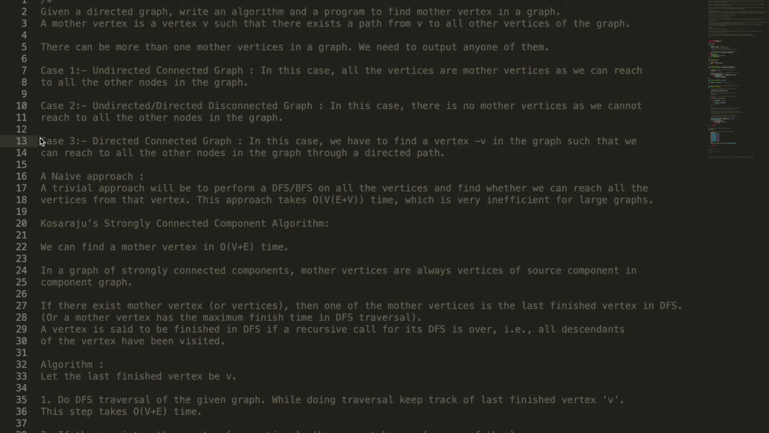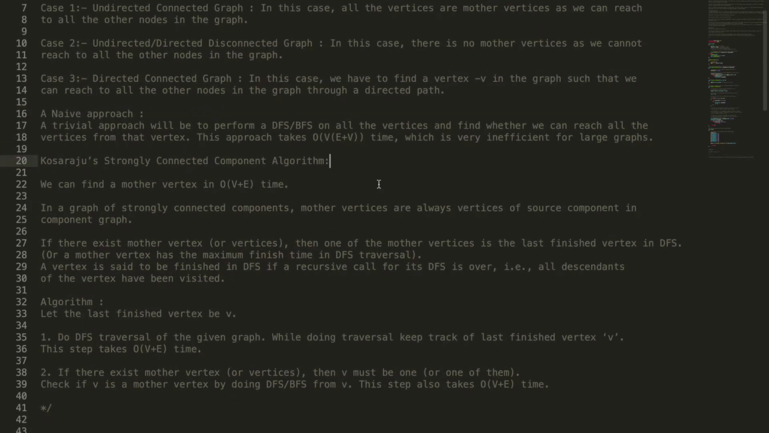Now, what is the normal approach? The brute force approach is that you perform DFS or BFS on all the vertices, and you find whether you can reach all the vertices from that vertex. This is very inefficient for large graphs and it is going to take O(V times (V plus E)), because a normal DFS or BFS takes V plus E time, but now you're going to do it for each and every vertex. So V gets multiplied there, which is the reason the time complexity is so much higher here, and it will be very inefficient for bigger graphs.